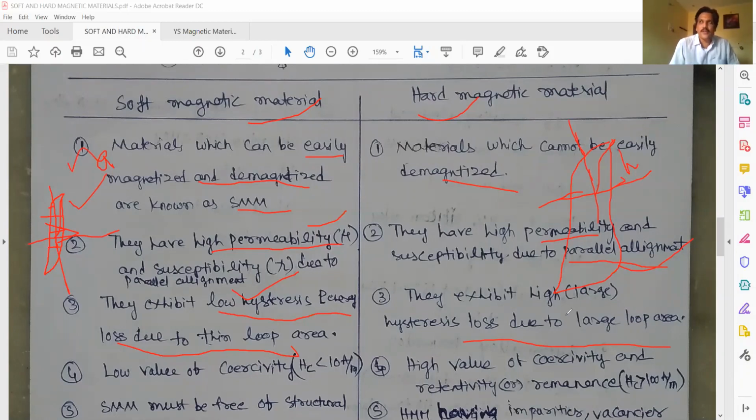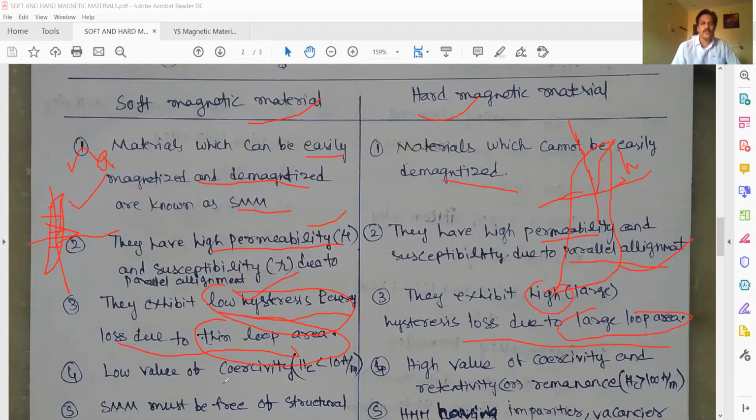What I said: the less the loop area, the less the energy dissipation. The more the loop area, the more the energy dissipation. Energy dissipation is nothing but loss. So thin loop area means low loss; large loop area means large hysteresis loss.